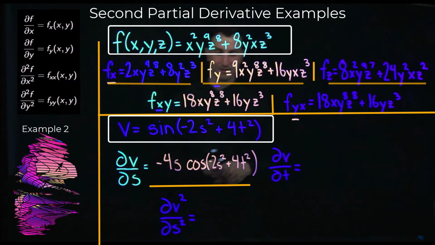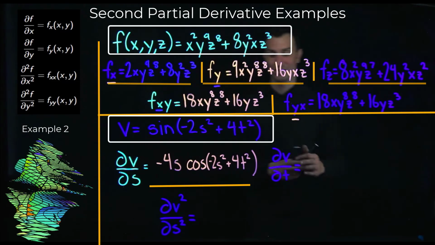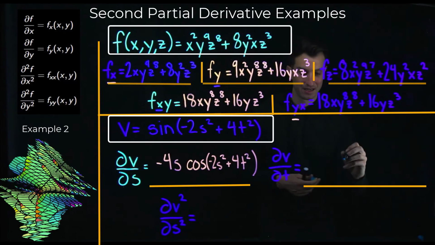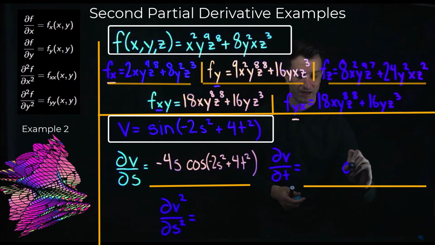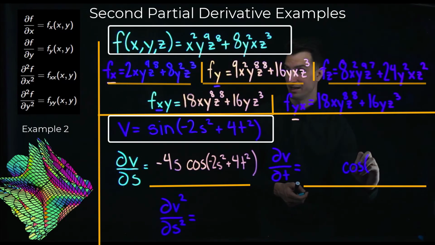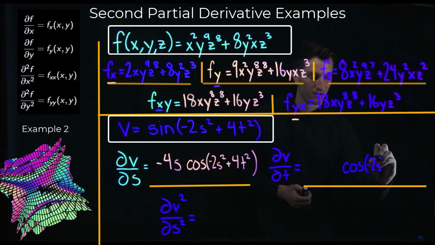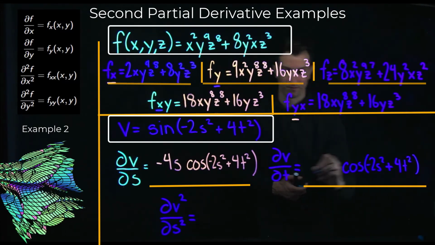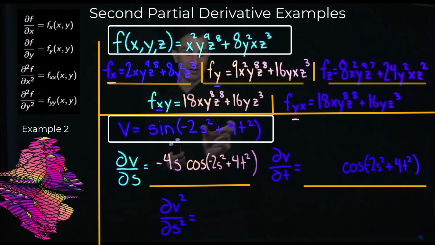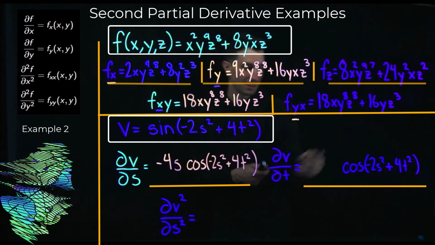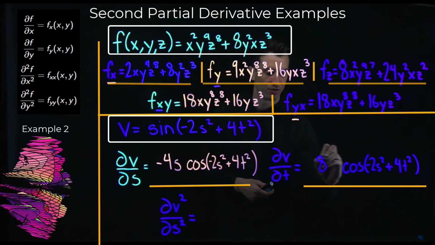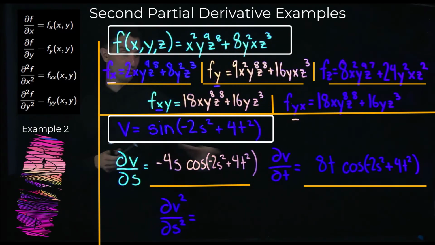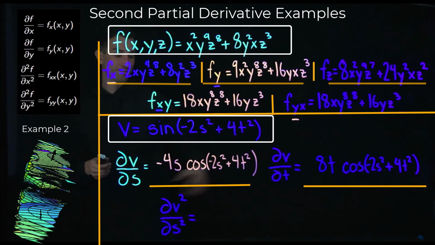And one more time. So now the derivative of the outside function is going to be the same, right? Because this is composed of both s's and t's. So derivative of sine is going to be cosine of the same thing, right? Negative 2s squared plus 4t squared. And derivative of the inside, right? This is going to be 0, and this will be 8t. I gave myself a little bit too much room, but that's okay. So now we have our first partial derivatives, right? Both of them use the chain rule.